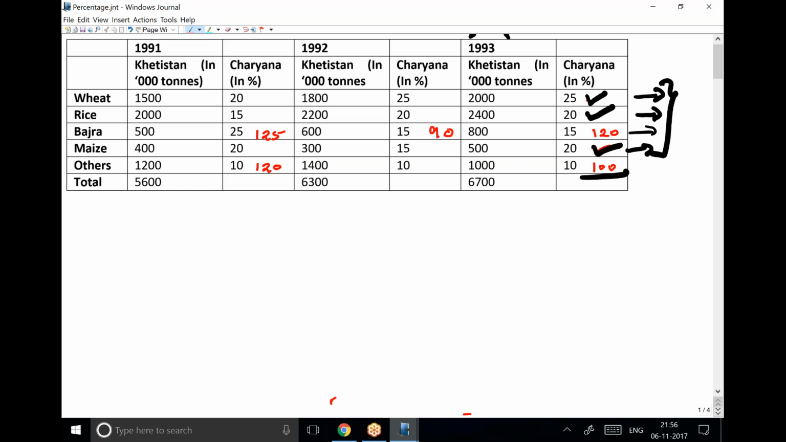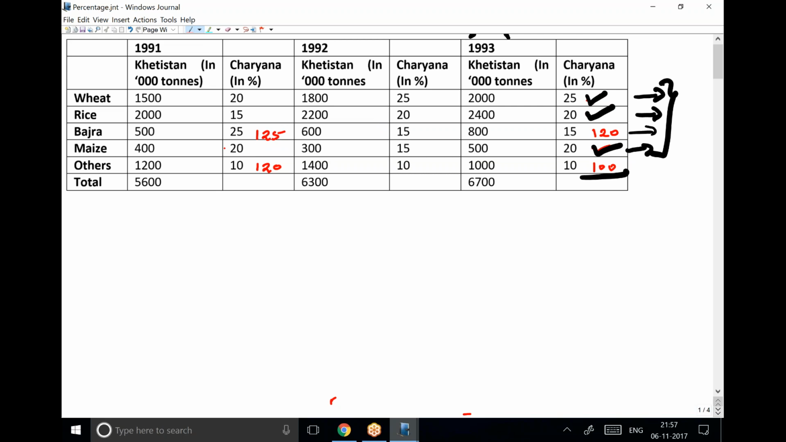So 90 comes out to be a decline, but from here it is not a decline, and we are looking for exactly two consecutive declines, right? Two consecutive years. So it cannot be Bajra, definitely we can remove it. Look at the next part. Is it maize? First of all, it comes out to be 20 percentage of 400.